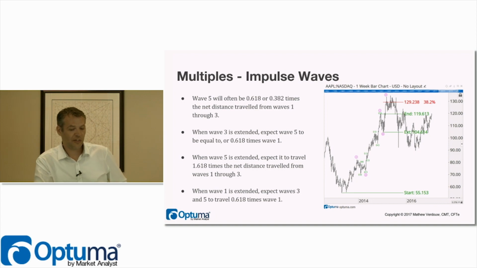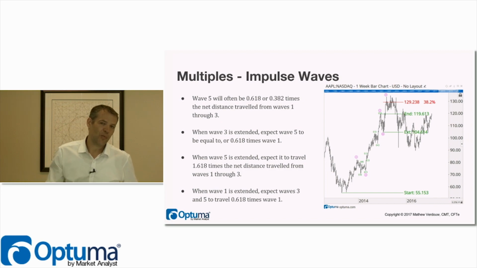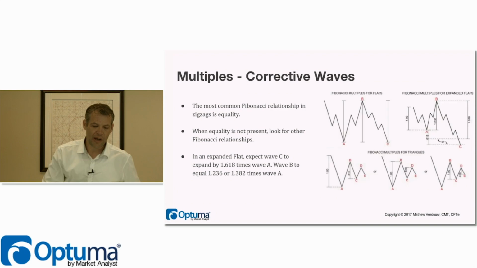When wave 1 is extended, we can expect wave 3 and 5 to travel 0.618 times wave 1. Remember, wave 1 can be the longest. The rule is that wave 3 just can't be the shortest. So as long as wave 5 is shorter than wave 3, then that's okay. All right, keep going on. Got a couple of other ones here.